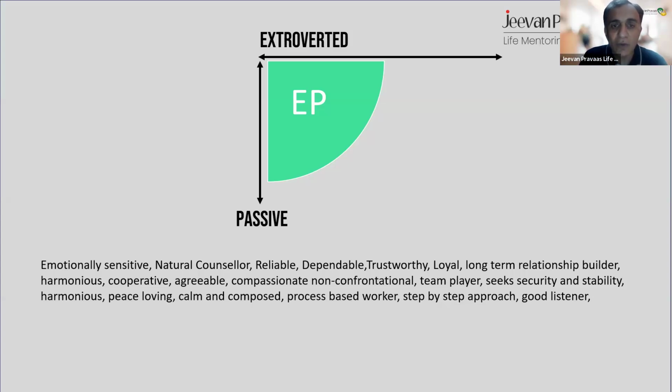Sorry. Okay. So we were talking about this last quadrant. We have understood that when we are talking about EP, this person is more of a very dependable, trustworthy, loyal, long-term relationships person. These are the keywords. Who are the people who would fit into this quadrant? Any guesses, any names?